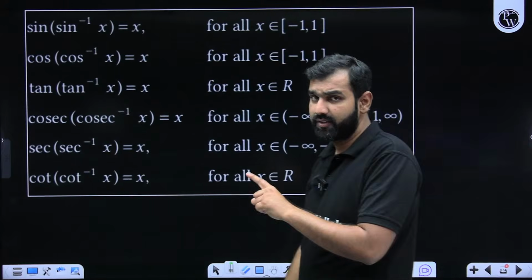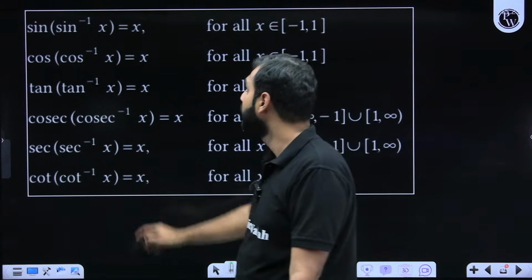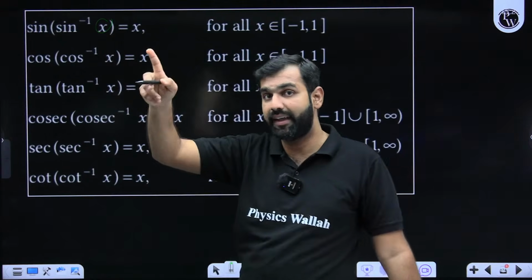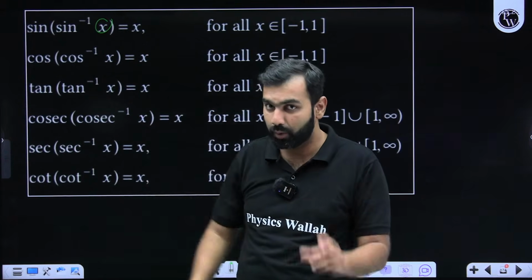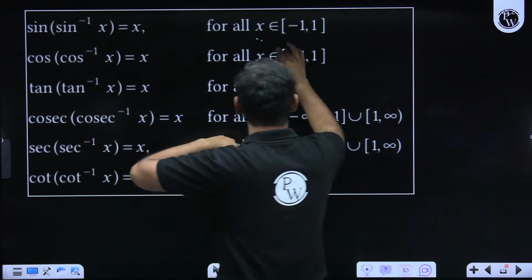This is different. This is not same as sine inverse of sine theta. This is sine of sine inverse of x. So previously that was theta, angle. This is x. This is the value. I hope you're understanding the difference between that. So sine of sine inverse x is x, but again there is a catch.